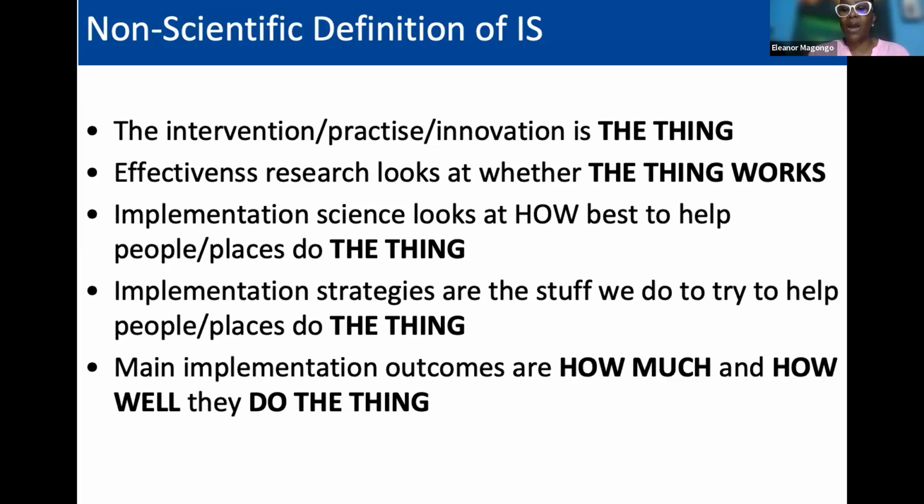So it is more of the how to. So you have the what, and then you want to bring in the how to ensure that the what, or the thing, gets implemented to become part of a policy or a practice. And implementation strategies are the stuff that we do to try to help people and places do the things. So you can see that the intervention is the thing. The strategy is what we are going to do to implement the thing. So main implementation outcomes here are how much and how well we do the thing.